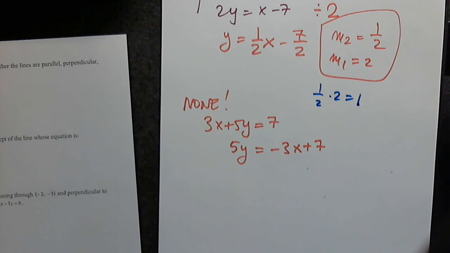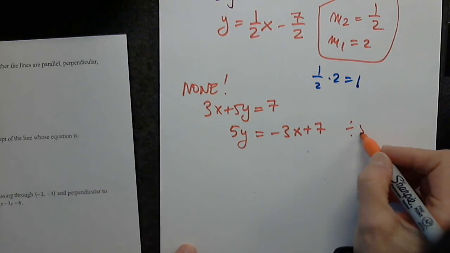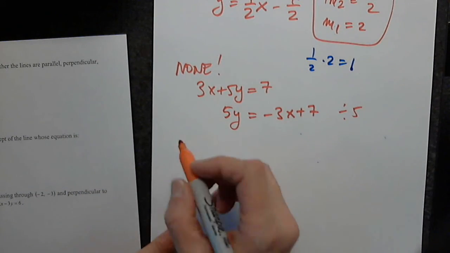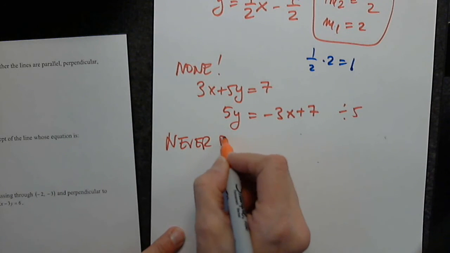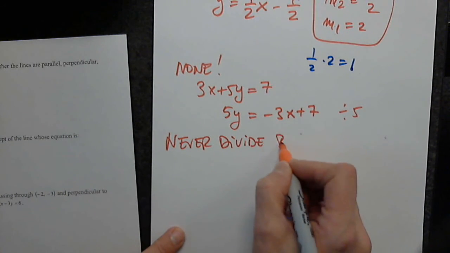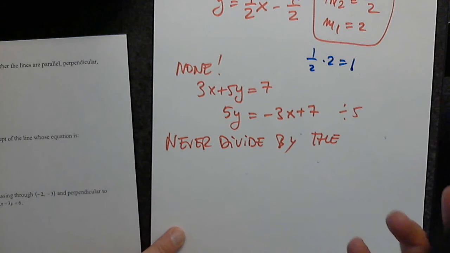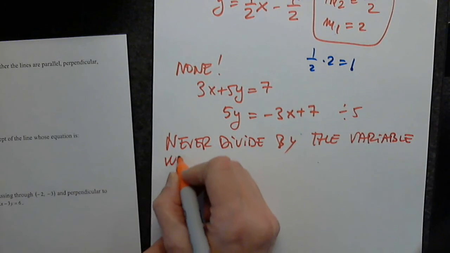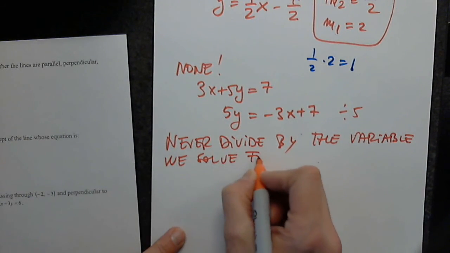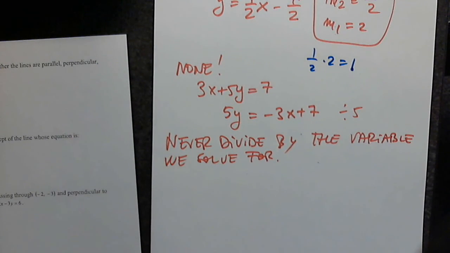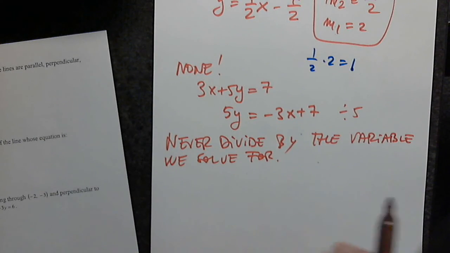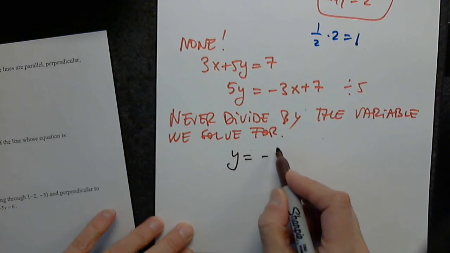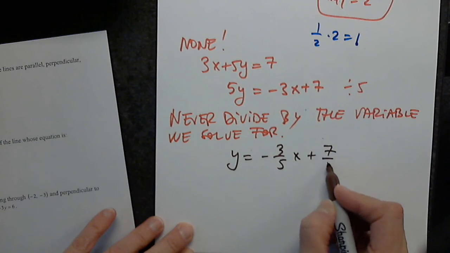Please remember, let me write it down: never divide by the variable we solve for. Of course, we divide both sides of the equation. Just to make sure this is ingrained in our brains. Okay, so we divide by 5. Awesome. So I have y equals negative 3/5 x plus 7/5.